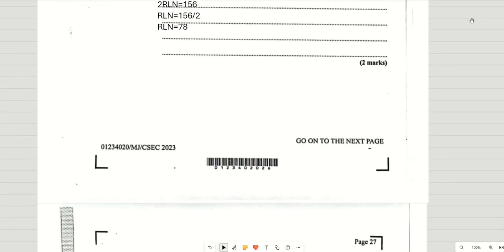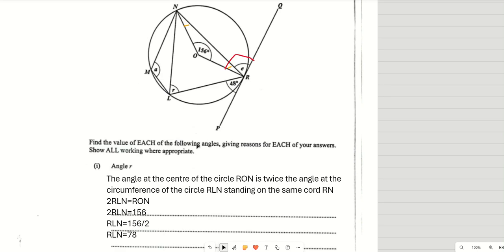Okay, the next part of this question, they said to find angle A. Let's see where angle A is. Angle A is here, which is opposite this side here. Right? That is the mentality or the thinking I want you to use.